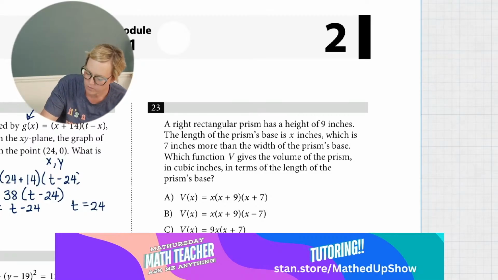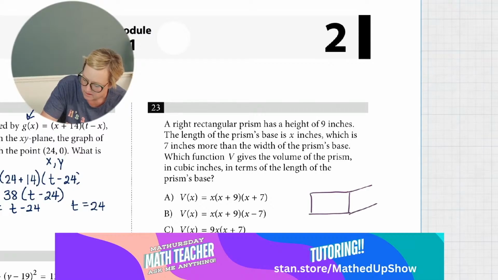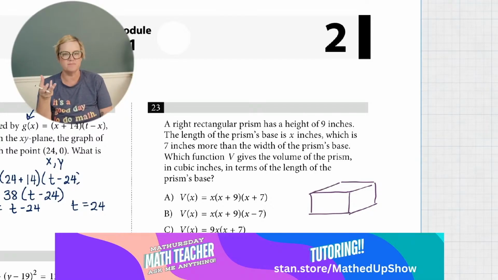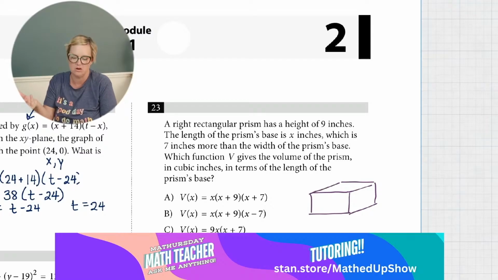So a right rectangular prism is going to look something like this, right? Make it more of a rectangle. This is not drawn to scale, but the relationships are going to be the same. Even though it's not drawn to scale, it doesn't mean that the relationship isn't true. It just means that I didn't measure this at all, right?